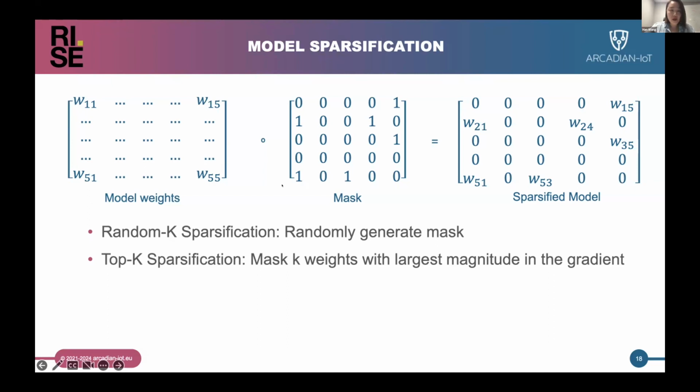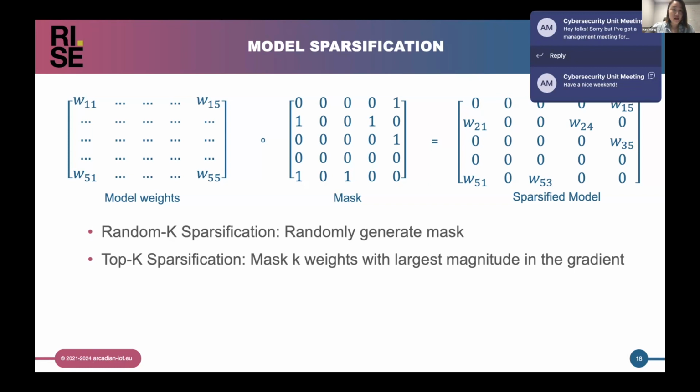And then we do the Hadamard product with a mask. You can see that most of the weights are zeroed out, so only 1, 2, 3, 4, 5 weights here are going to be shared with its peers. At this moment, there are already some papers around these topics. They propose different techniques or tactics for how we sparsify the model.